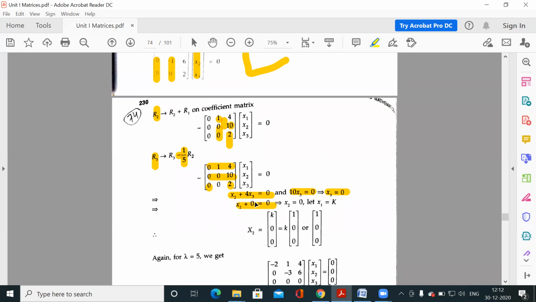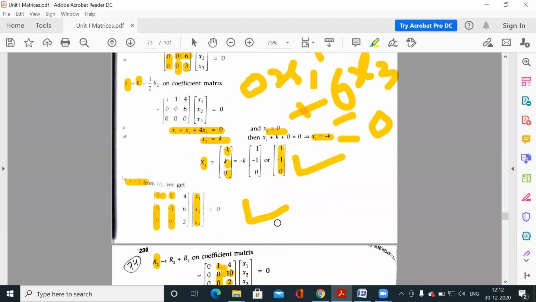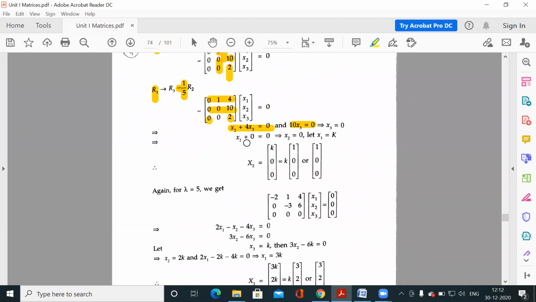For this system, the first equation is giving you x2 plus 4x3 is 0 and the second equation is giving you x3 is 0. So now substituting this x3 as 0 here, x2 plus 4 into 0, 0 is equal to 0. Then it means the x2 variable must be 0.